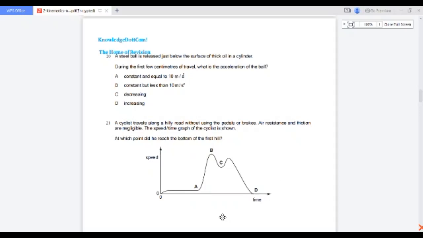Question number 20. A steel ball is released just below the surface of thick oil in a cylinder. During the first few centimeters of travel, what is the acceleration of g?